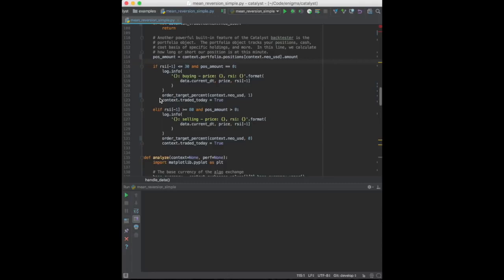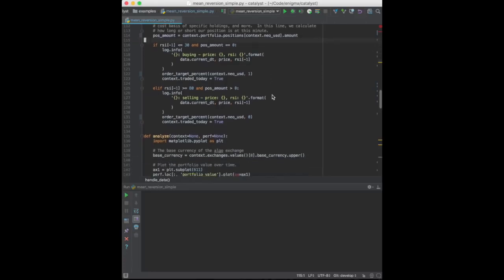If this is the first transaction of our strategy, we will order $10,000 worth of NEO at the market price corresponding to this frame. We're doing market orders just for the sake of simplifying this demo, but Catalyst supports other kinds of orders such as limit orders. If the RSI is overbought or higher than 80, we'll do the opposite move. We'll liquidate our entire position of NEO and return to all cash.